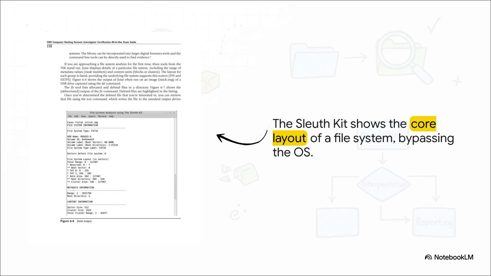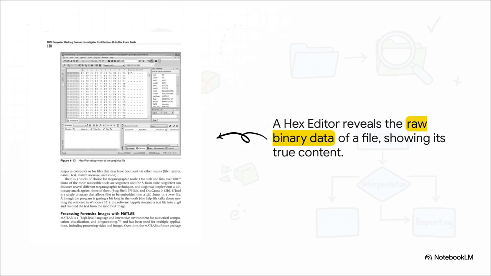See how it's not showing you pretty icons and folders? It's showing raw data: file system type, FAT16, the exact range of sectors. This lets an investigator see the deep underlying structure of the drive and find things that are totally hidden from the normal user. And to go even deeper, they use something called a hex editor.